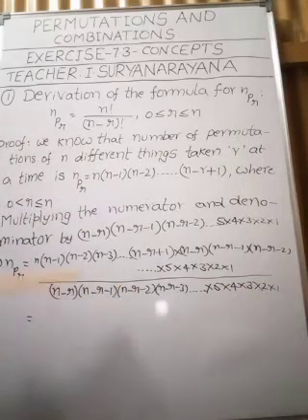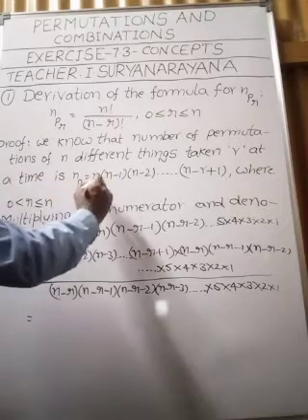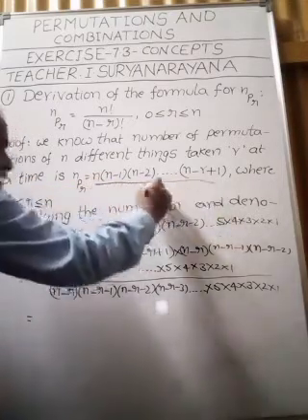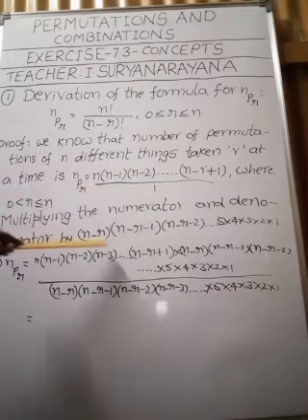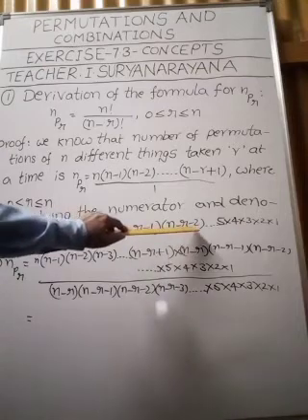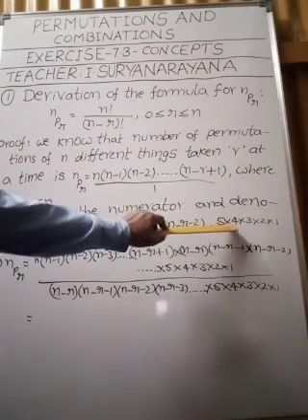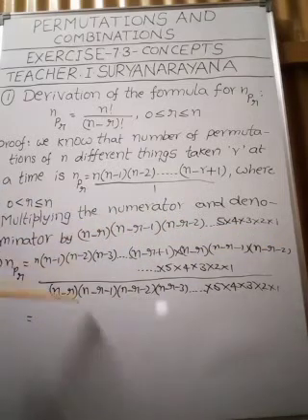Okay, my children, understood this step? Here we are multiplying the numerator. Here the denominator is 1. Yes or no, my children? So we are multiplying the numerator and denominator by (n minus r) into (n minus r minus 1) into (n minus r minus 2) into and so on, 5 into 4 into 3 into 2 into 1. Okay, my children, understood this step?